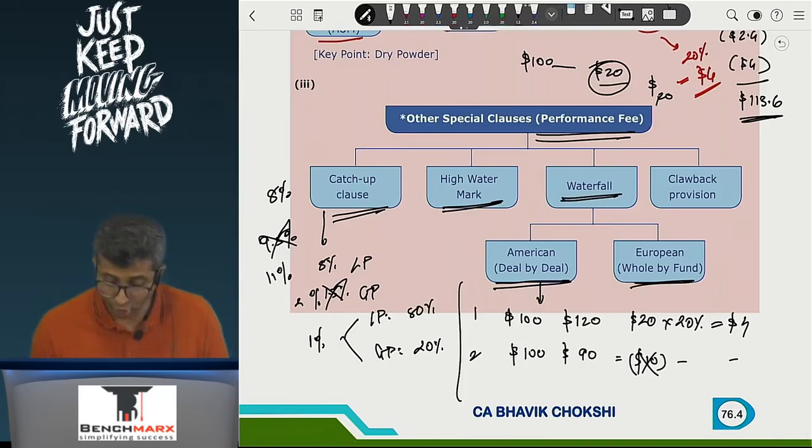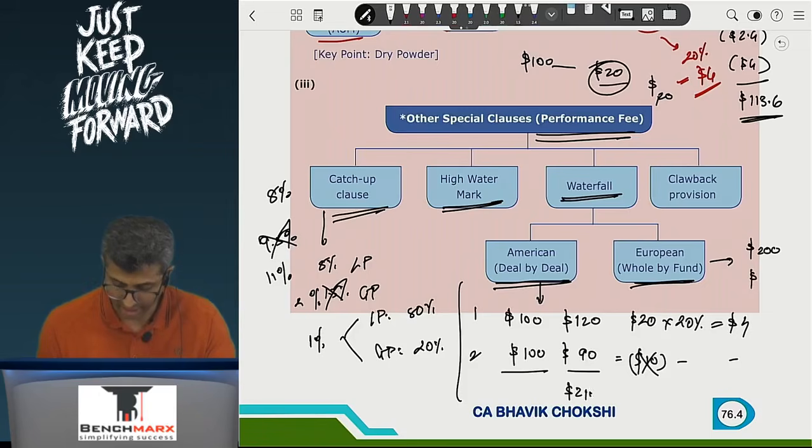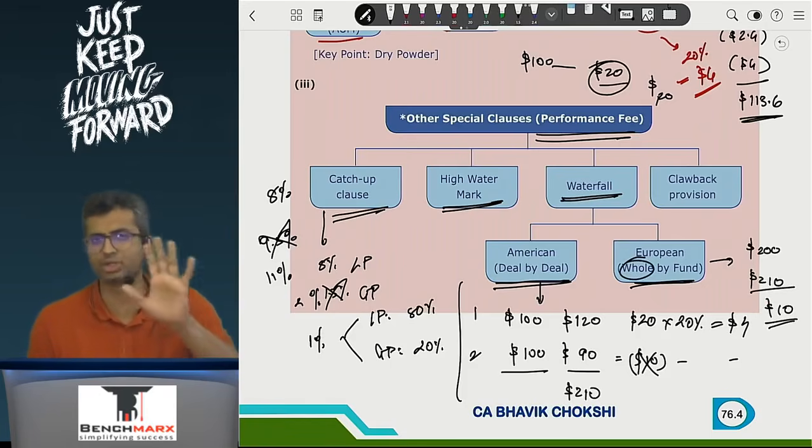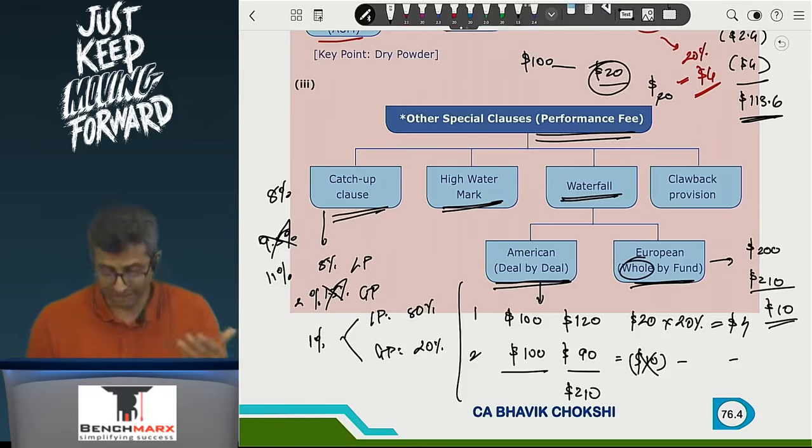However, if it is a European waterfall, I will say, well, you know what, at the end of the day I've invested 200, at the end of the day 120 and 90, this will become 210, and hence what I've earned is $10 on the whole of fund, and on $10 you will get your 20% incentive fee. This is called a European waterfall. Generally a European waterfall is considered to be more fair.